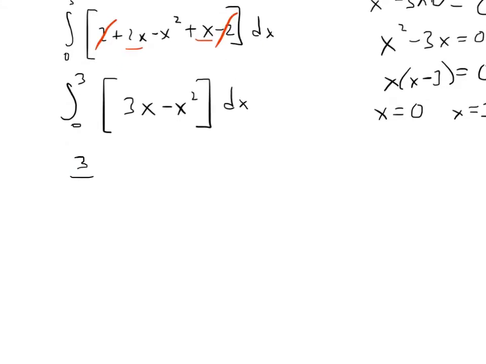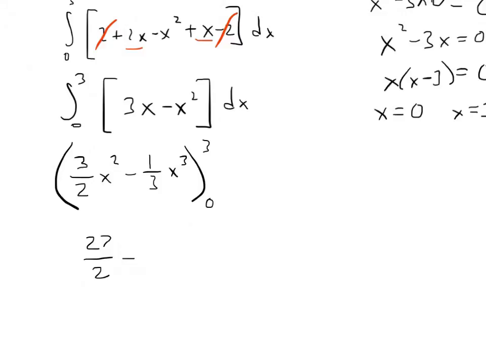This is going to be 3 halves x squared minus 1/3 x cubed. This whole thing is getting evaluated from 0 to 3. So we plug in the top number. That'll give us 27 over 2 minus 27 over 3, minus. Then we plug in our bottom number. We plug in 0 and get 0 minus 0.